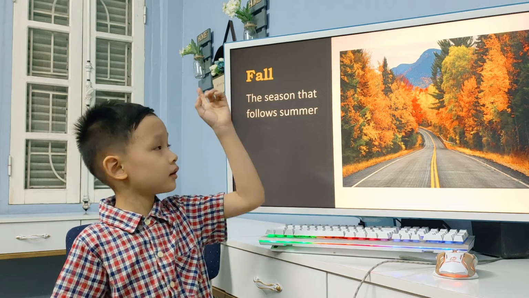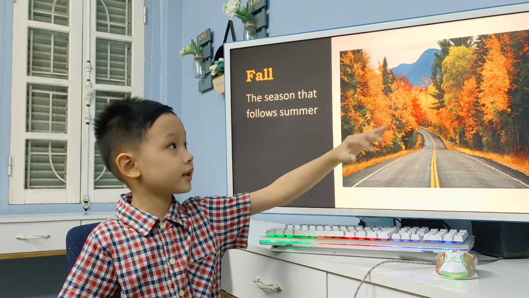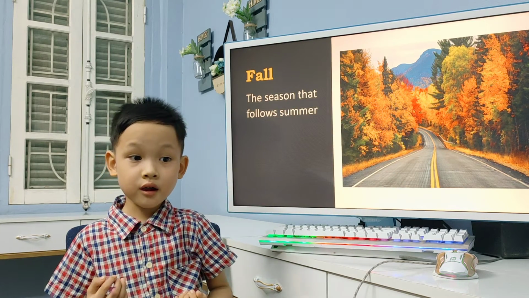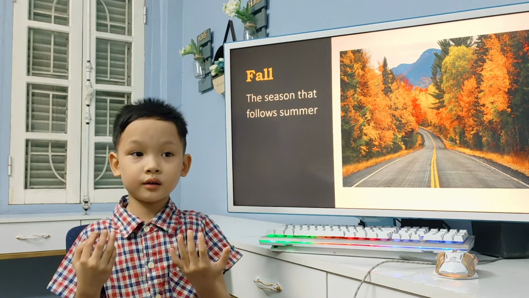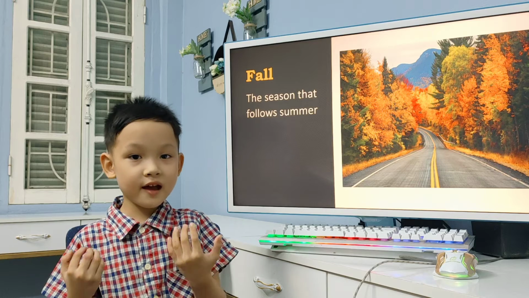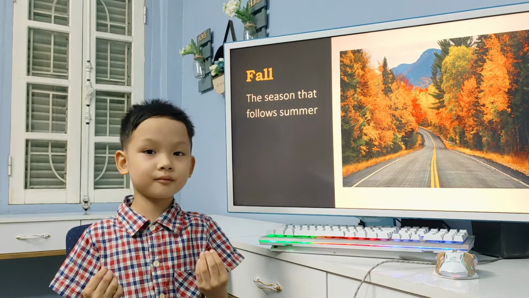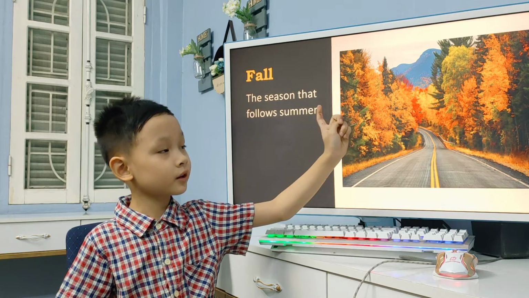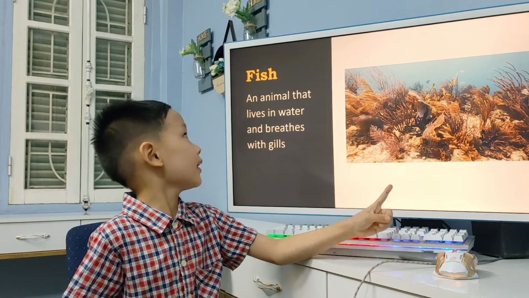And fall: the season that comes after summer. And you see, all the trees change the color. And fall is a lot cooler than the summer. And it's great, the leaf color. It may be green, orange, yellow or red. And it's so beautiful. And fish.